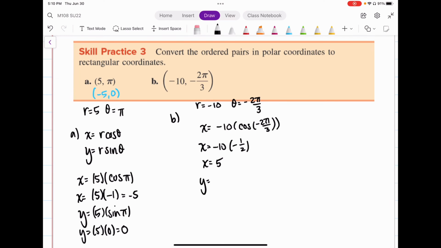Y is equal to r times the sine of theta. Again, this is the same thing as the sine of 4 pi over 3, which is negative root 3 over 2. The negatives become a positive. 2 divides into 10 5 times, which means we have y equals 5 root 3. And this is the rectangular ordered pair of 5, 5 root 3.